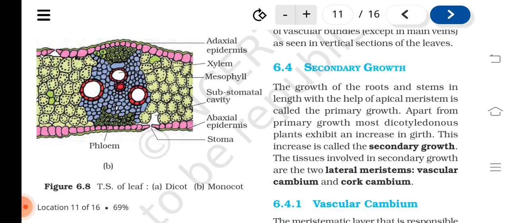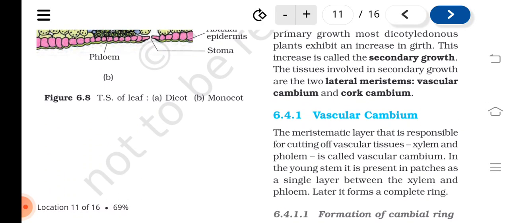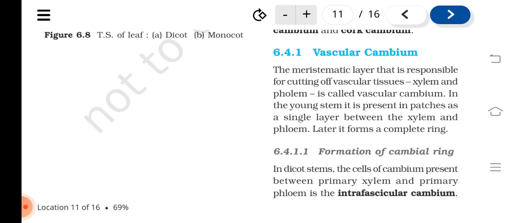Secondary growth. The growth of the roots and stems in length with the help of apical meristem is called the primary growth. Apart from primary growth, most dicotyledonous plants exhibit an increase in girth. This increase is called the secondary growth. The tissues involved in secondary growth are the two lateral meristems, vascular cambium and cork cambium. Vascular cambium, the meristematic layer that is responsible for cutting off vascular tissues, xylem and phloem, is called vascular cambium. In the young stem, it is present in patches as a single layer between the xylem and phloem. Later, it forms a complete ring.